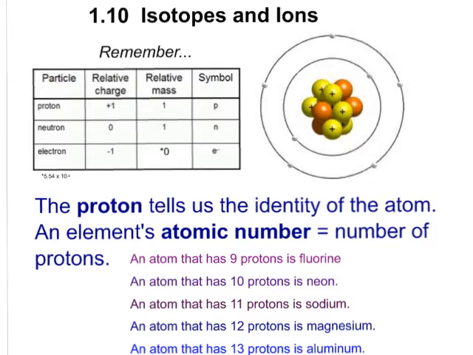So this is just a quick review. Remember our subatomic particles, protons, neutrons, electrons, what their charges and relative masses are, and where they're located in the atom. Remember, the proton tells us the identity of the atom. An element's atomic number is equal to the number of protons that that element has. The atom that has 9 protons is fluorine. The atom that has 10 is neon. The atom that has 11 protons is sodium, and so forth and so on.